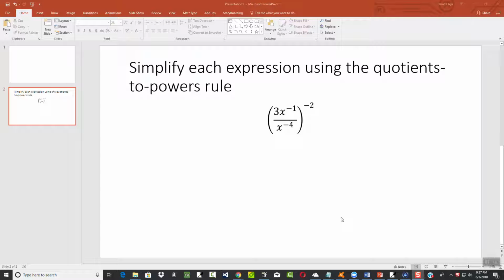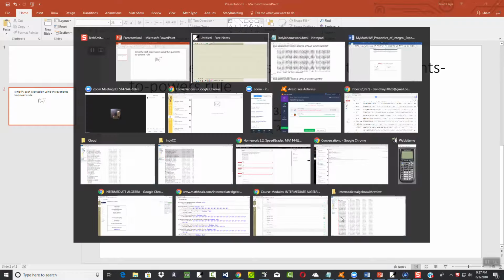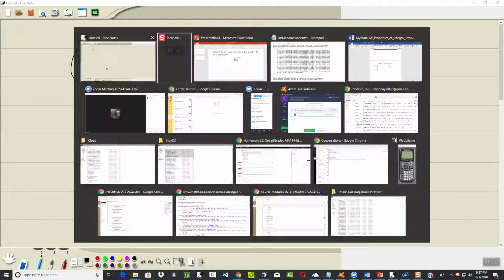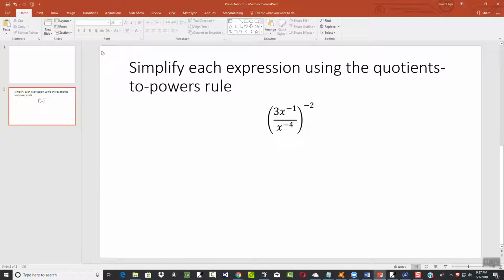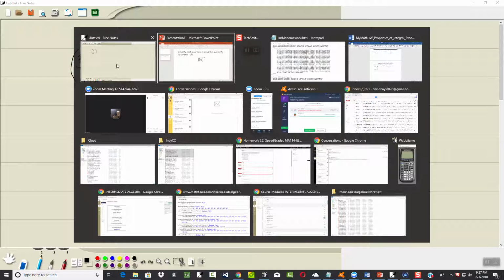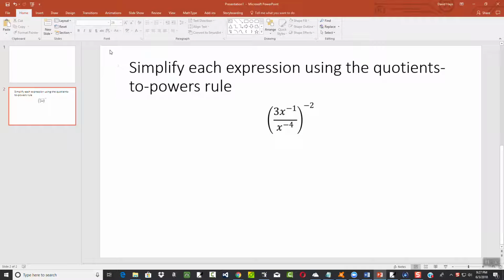Let's take a look at this problem. We want to simplify each expression using the quotients to powers rule. We've got 3x to the -1 over x to the -4, raised to the -2 power.